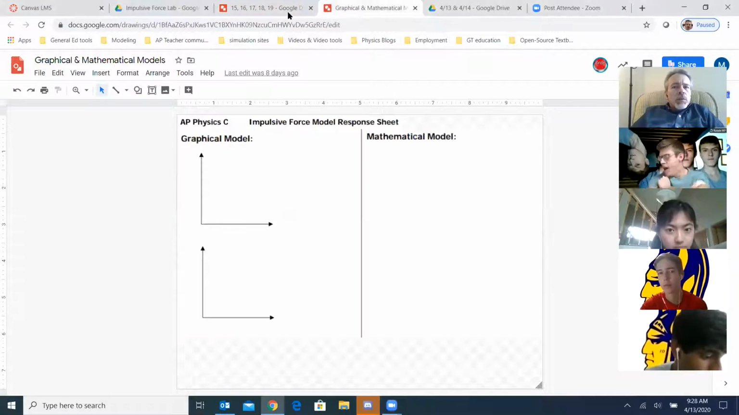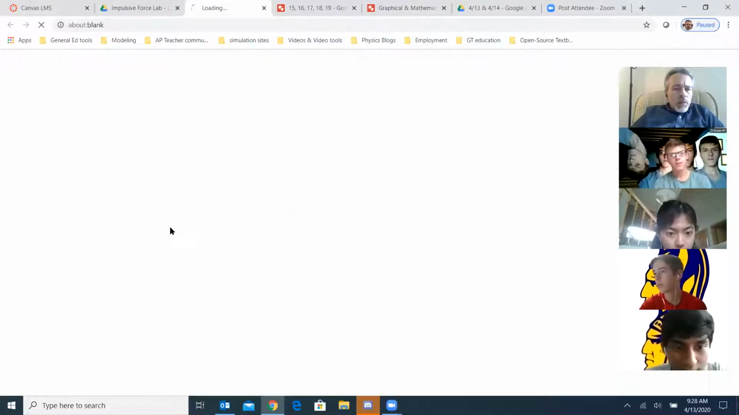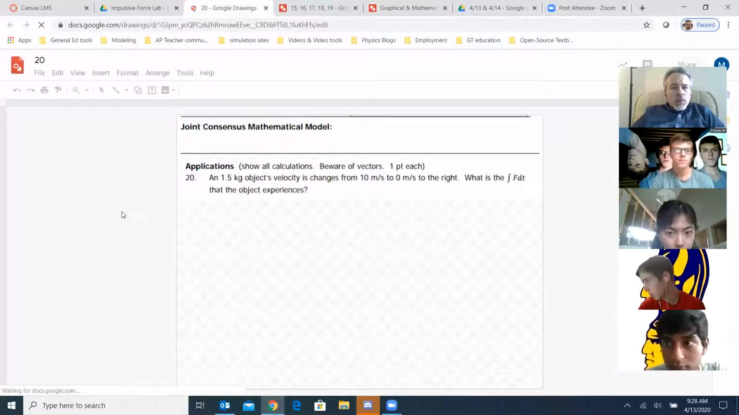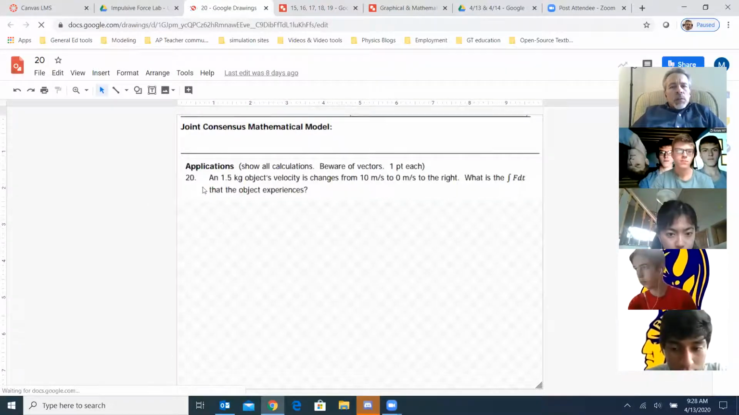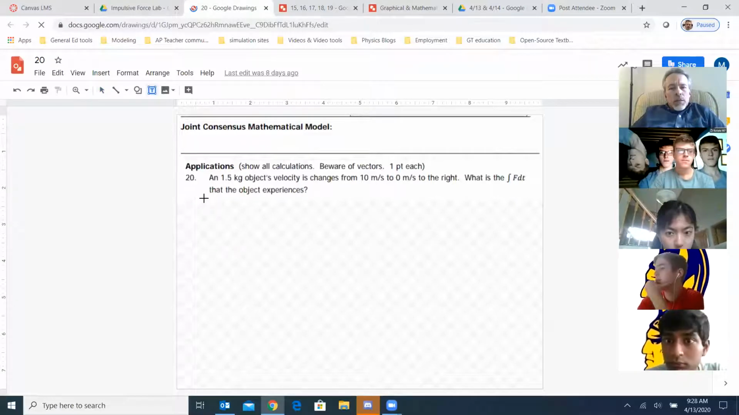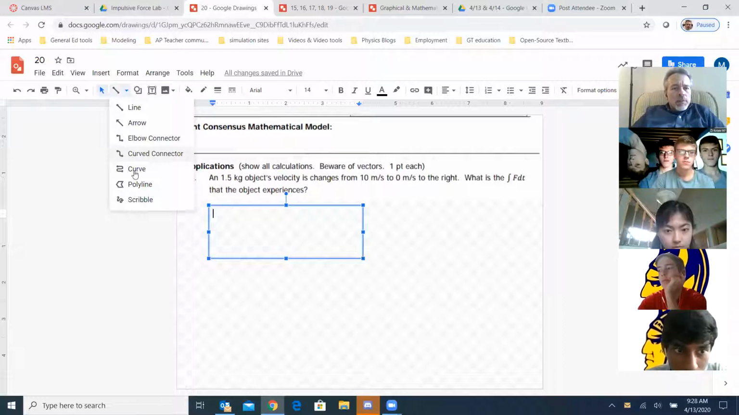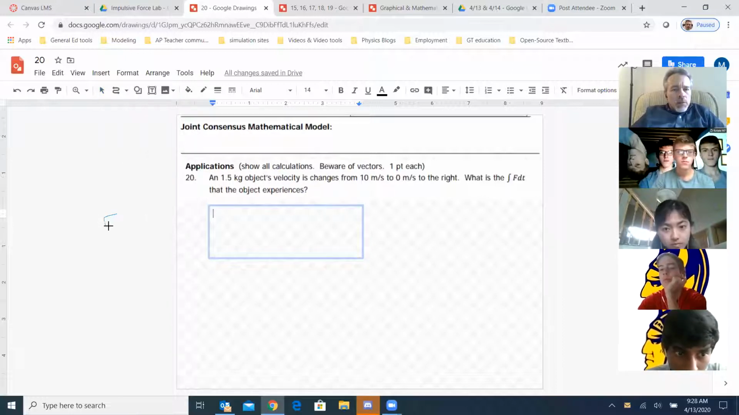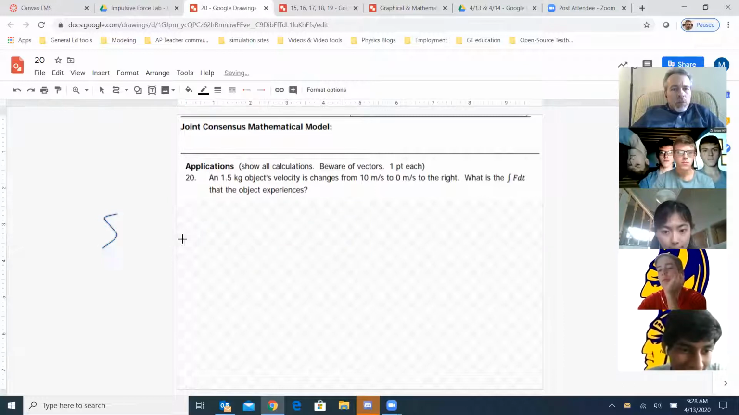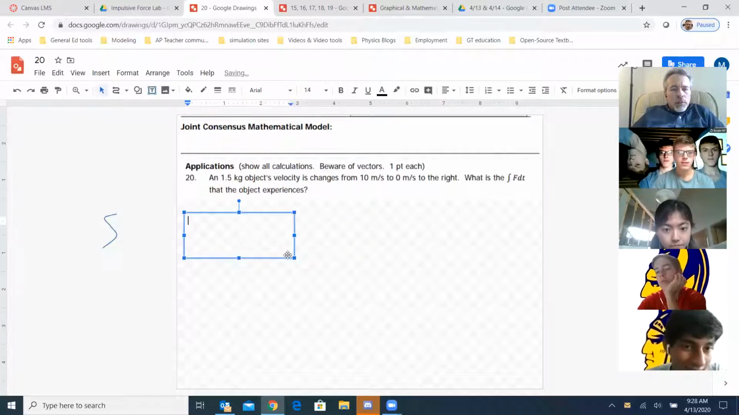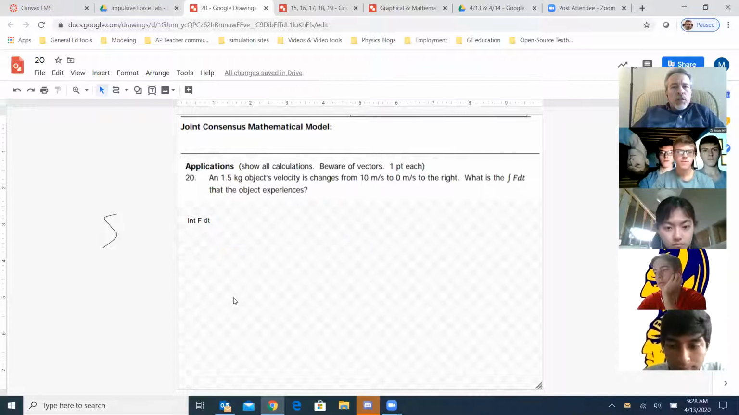Okay, the next one we're going to be doing is number 20, which looks like this. When you're doing this one, please don't just put the answer down, because it says show calculation. It's maybe not the easiest thing to draw the integration symbol. If you don't want to draw it, just write integration of F dt, something like that. So go ahead and do number 20. I'll give you a couple minutes to do that.